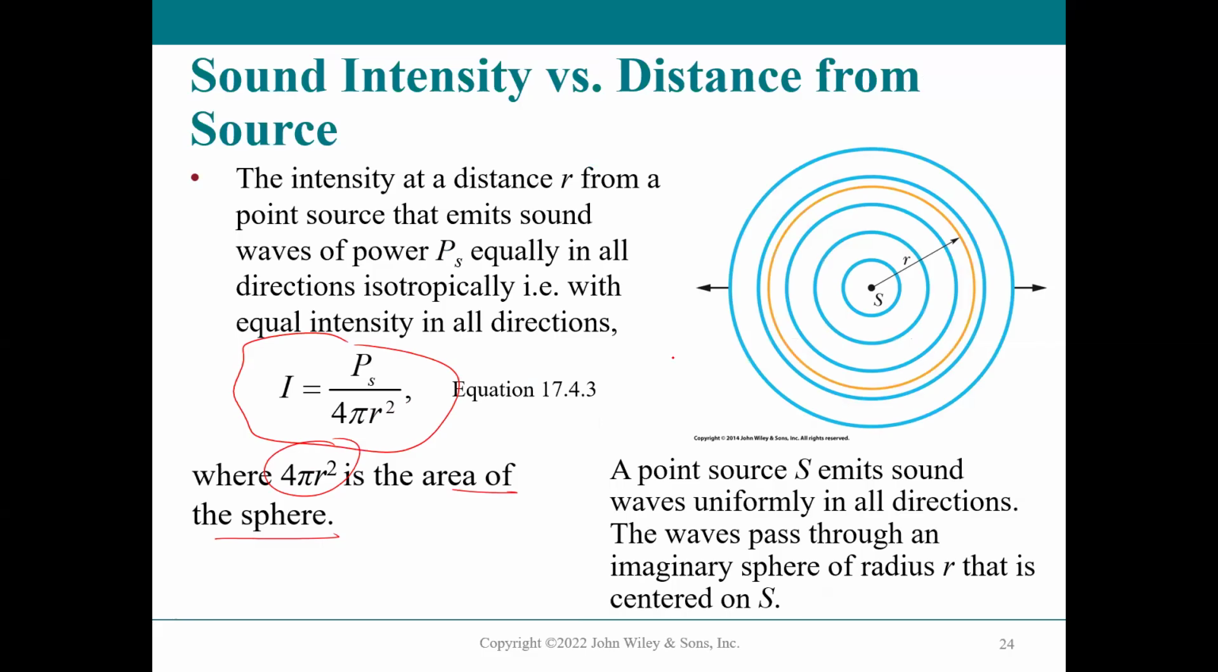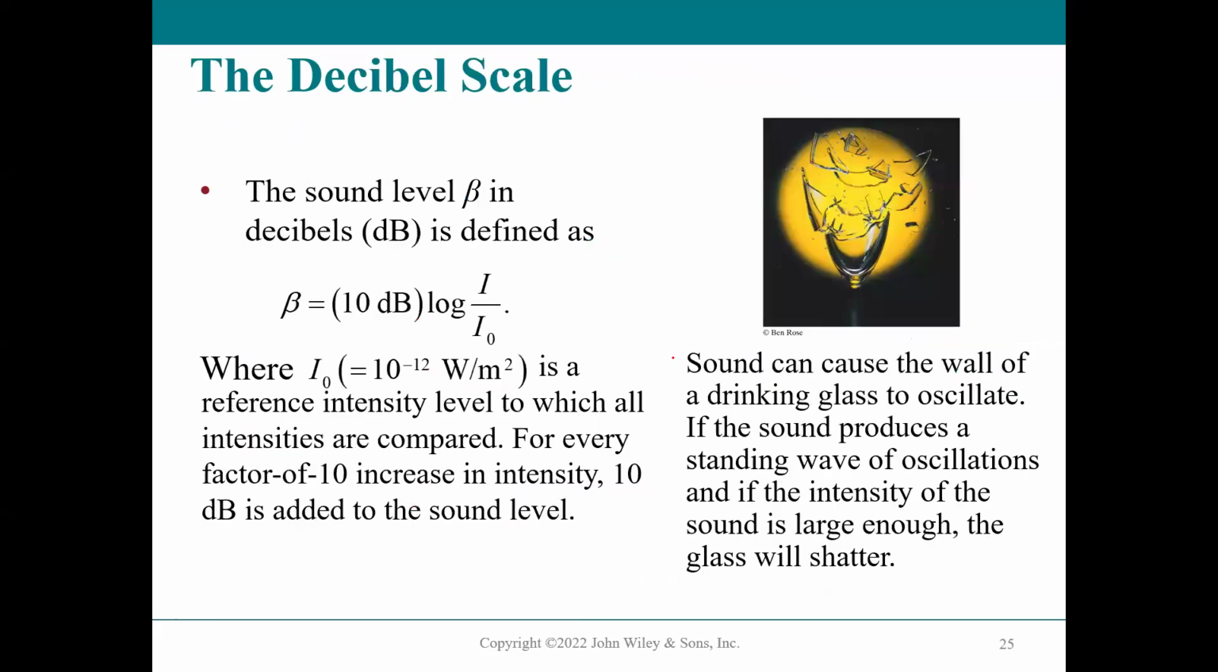And then hearing limits or the decibel scale. This one is sound level. The sound level is 10 decibel times log of I divided by I0. Okay, so I0 is the reference intensity level. Then this one is the hearing threshold.